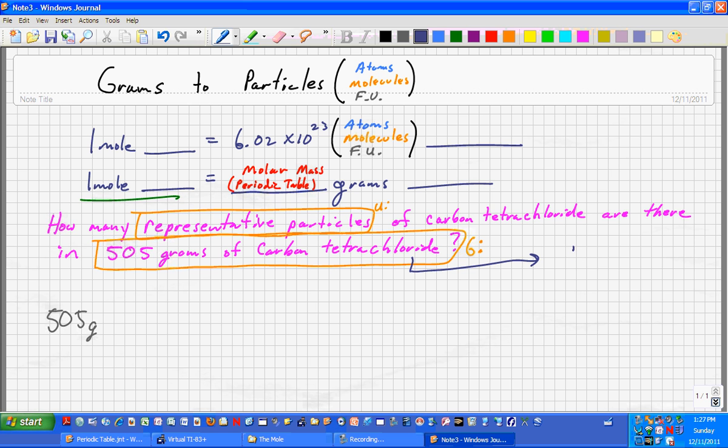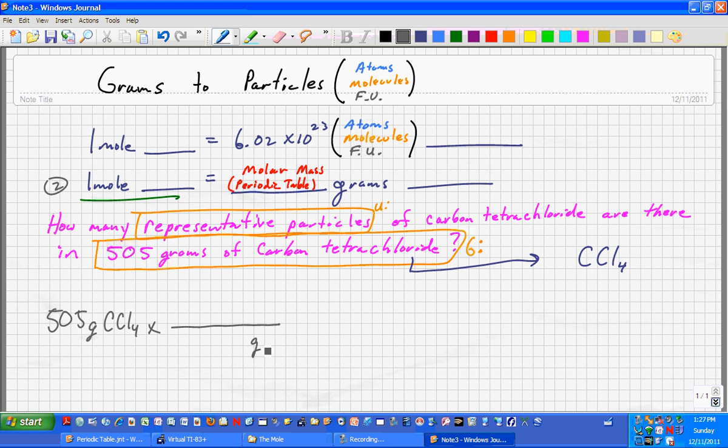So I'm going to write carbon and then chloride, and I know that there's no prefix on carbon, so it's just one carbon. And that chloride has a prefix of tetra, which means 4, so I've got CCl4. So it's 505 grams of CCl4, carbon tetrachloride. I'm going to set this up like GUESS method, times. Now I want to get rid of grams, so that means I'm going to use moles and grams from the periodic table. Molar mass. I'm going to use this second conversion factor at this point.